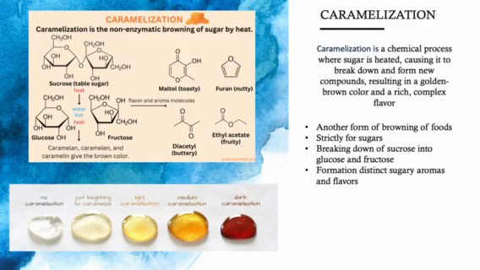The second scientific concept is caramelization. Caramelization is a chemical process where your sugar is heated up, causing it to break down and form new compounds, resulting in your golden brown color and a rich, complex flavor. It's another form of browning foods. It's strictly for sugars. It breaks down sucrose into glucose and fructose, and it's the formation of distinct sugary aromas and flavors. And there's also many different levels of caramelization.